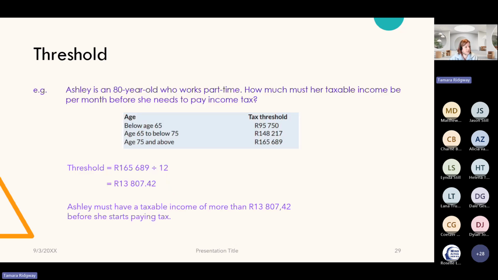Okay, then we get threshold. So here's the, again, in isolation, intentionally, Ashley's an 80-year-old who works part-time. How much must her taxable income be per month before she needs to pay income tax? So take the threshold of the relevant age divided by 12, and Ashley must have a taxable income of more than 13,807 Rand and 42 cents before she starts paying tax.